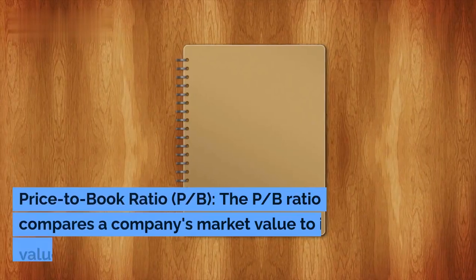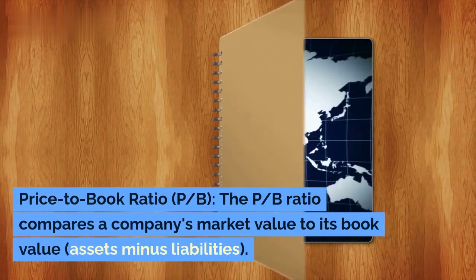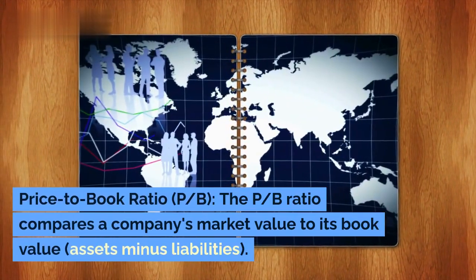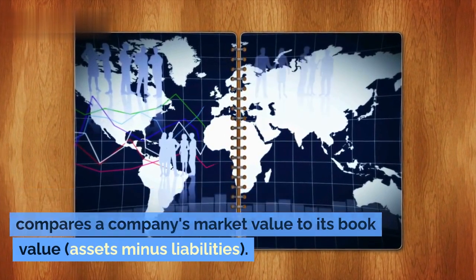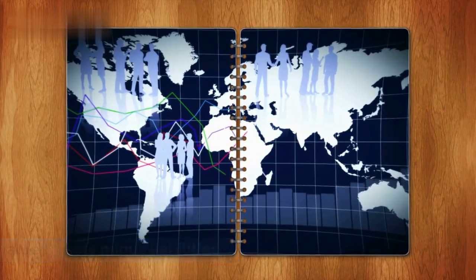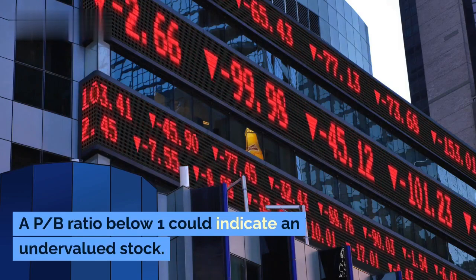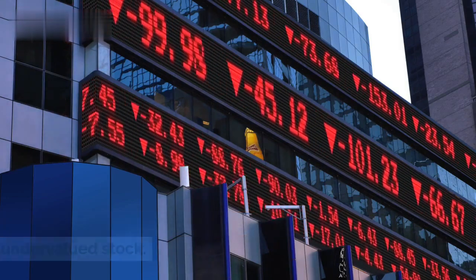2. Price to book ratio, P/B. The P/B ratio compares a company's market value to its book value, assets minus liabilities. A P/B ratio below 1 could indicate an undervalued stock.